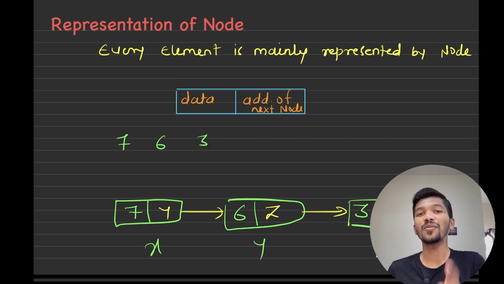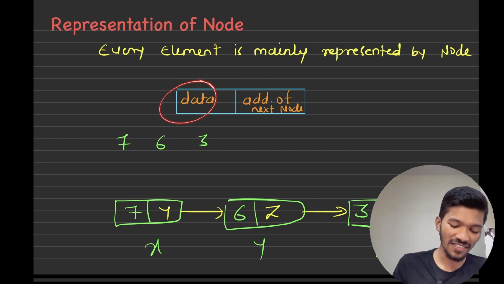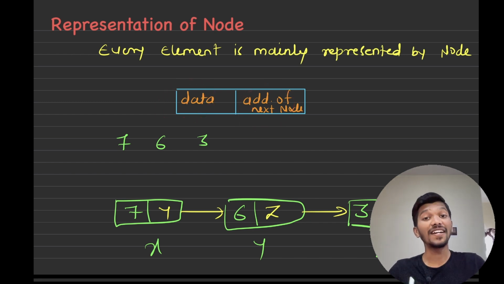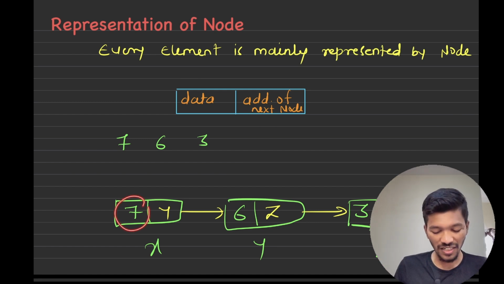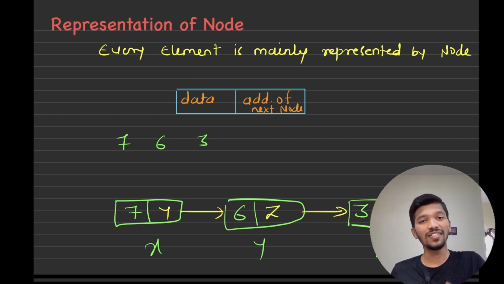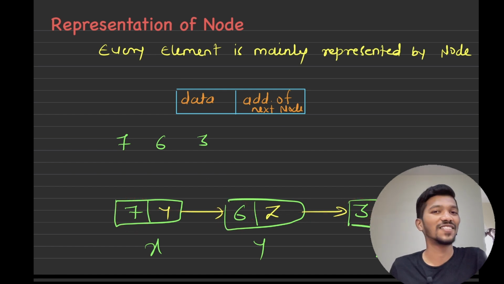It mainly consists of 2 parts. The first part contains the data which you want to store, and the second part contains the address of the next node, which that node is going to point to. For example, node 7 is pointing to node 6, node 6 is pointing to node number 3. So this is how a node in the linked list is represented.